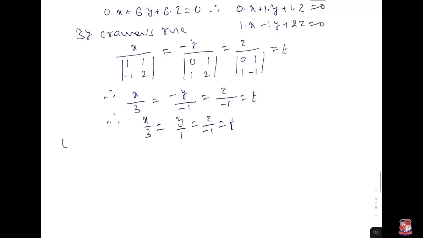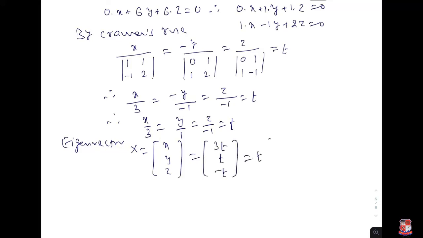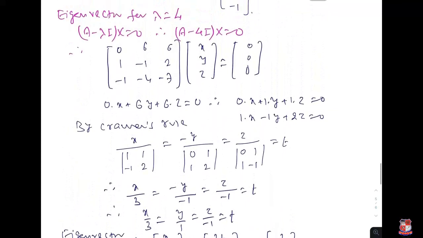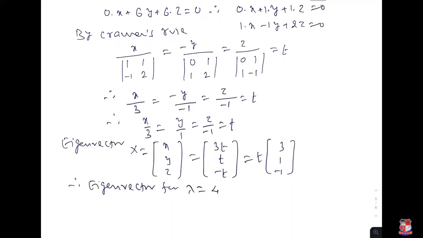And so the eigenvector x is equal to x, y, z. So this is now 3t, t, minus t. And so this is 3, 1, minus 1. And therefore the eigenvector for lambda equal to 4 is 3, 1, minus 1.